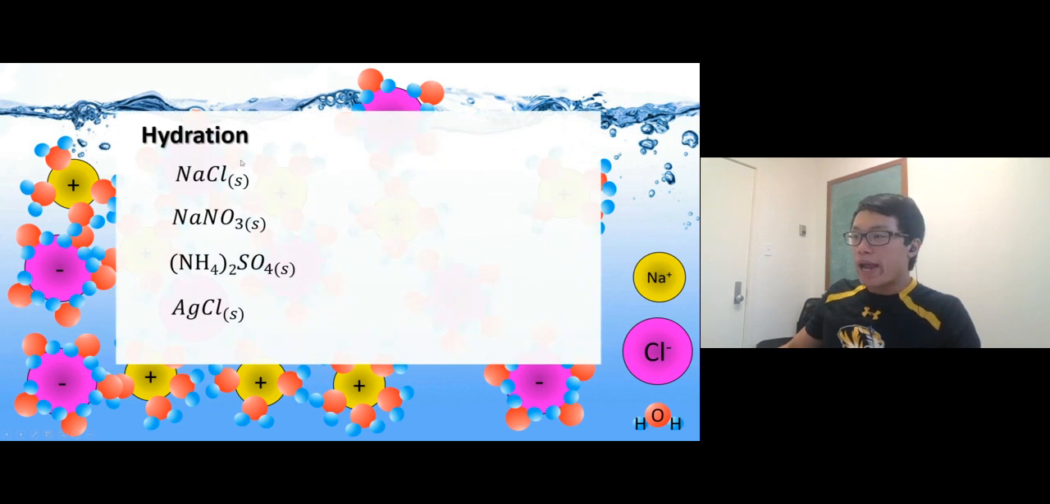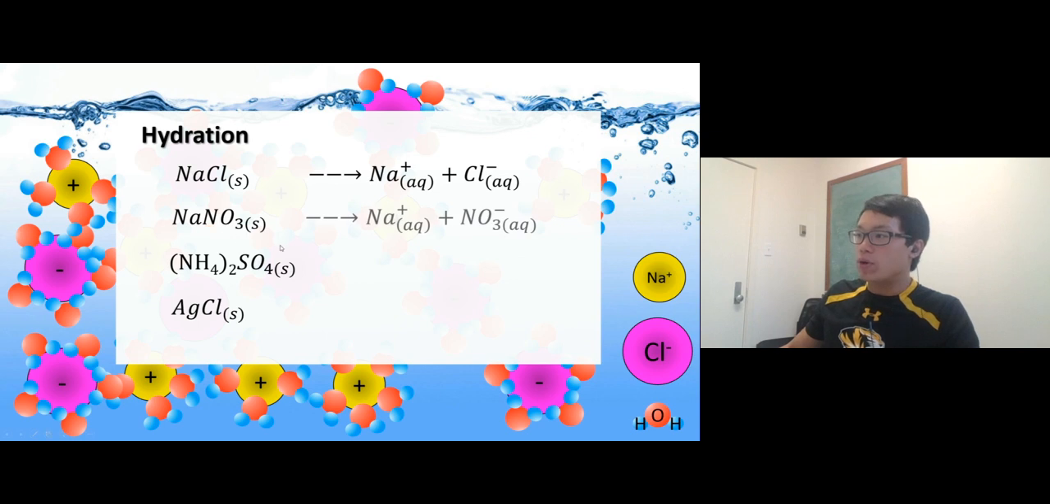All right, let's write the hydration equation. Hydrate means water, so we add water to it. Sodium chloride dissolves, and you get sodium ion and chloride ion, going from solid to aqueous. Sodium nitrate is also soluble, if you remember: group 1 and nitrate are soluble. So you get sodium ion and nitrate ion in aqueous form, so they are soluble.